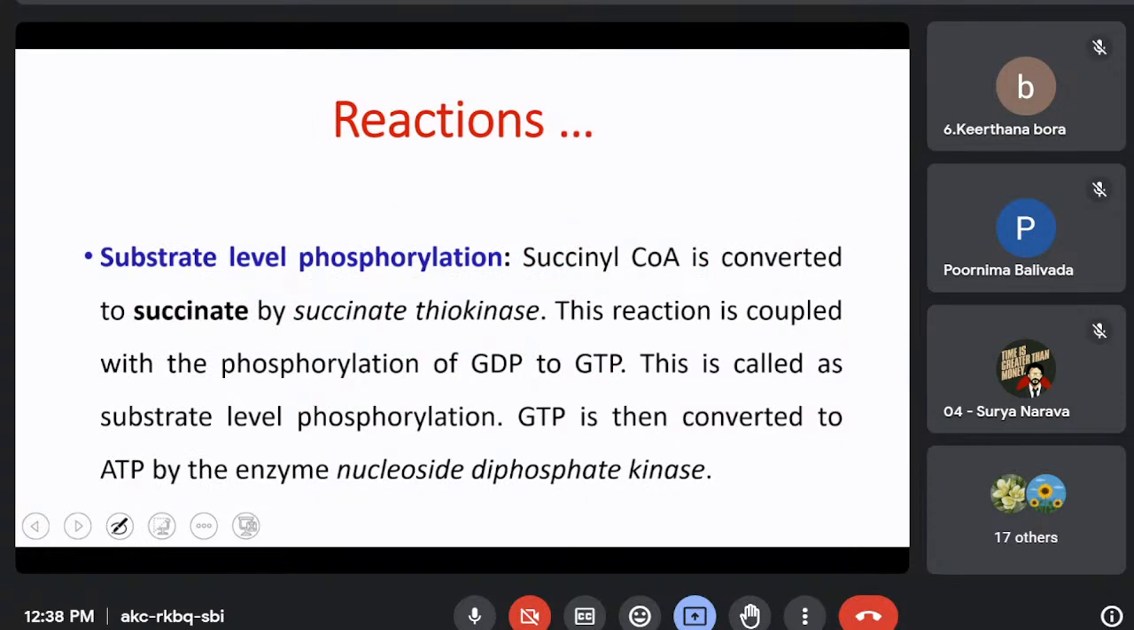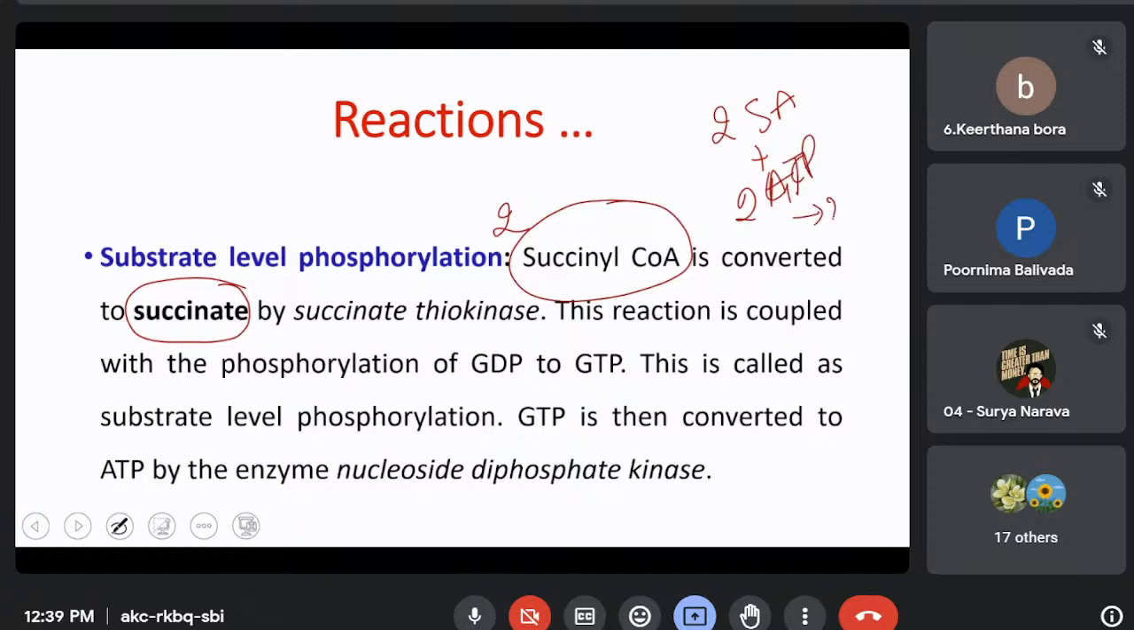So during this reaction what happens? Succinyl coenzyme A is converted into succinic acid. So if these are two molecules, here two succinic acid molecules are produced and two GTP are produced, which are converted into two ATP molecules. Conversion of GTP to ATP is said to be catalyzed by a nucleoside diphosphate kinase.